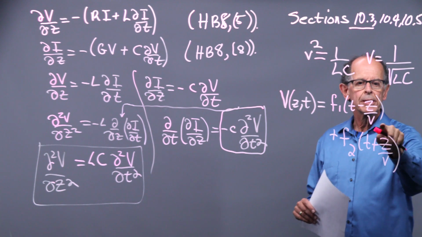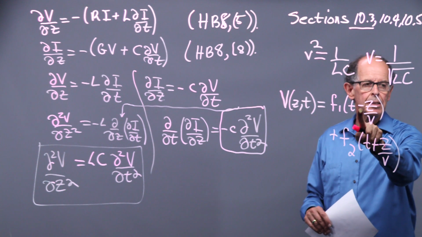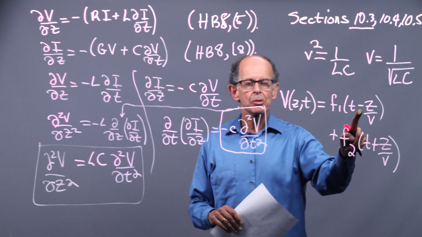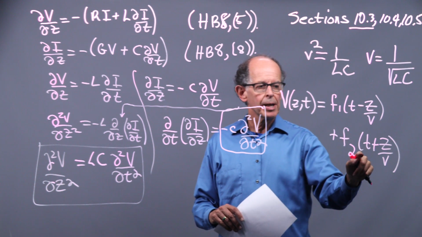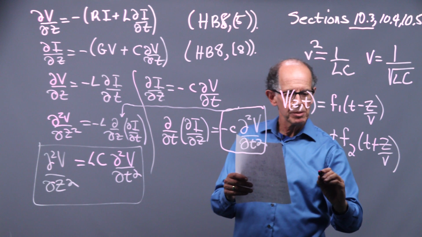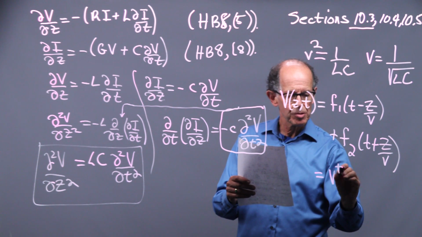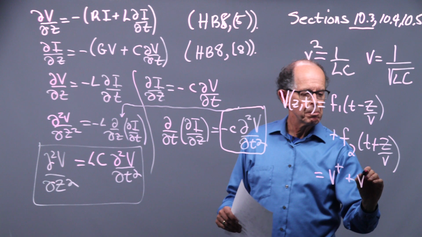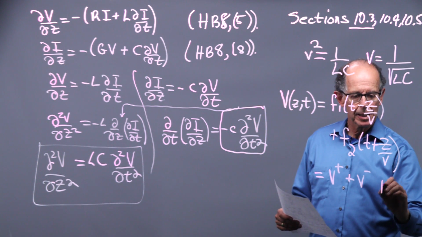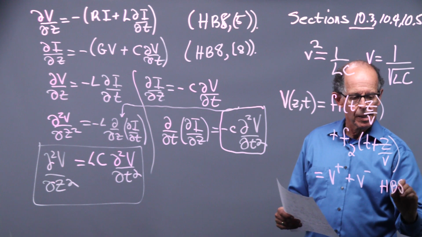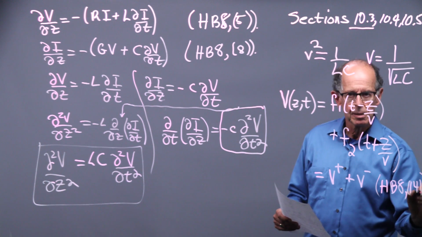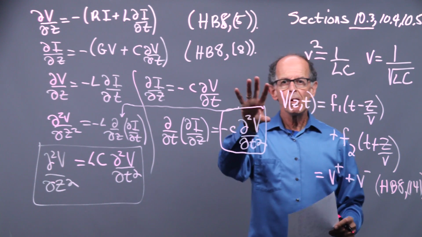So this one, the minus sign, represents, as we know, waves traveling to the right, or forward waves. And this is waves traveling to the left, or backward waves. So we have V plus and V minus. And this is in Haight and Buck, and it's equation 14. So we have the voltage.